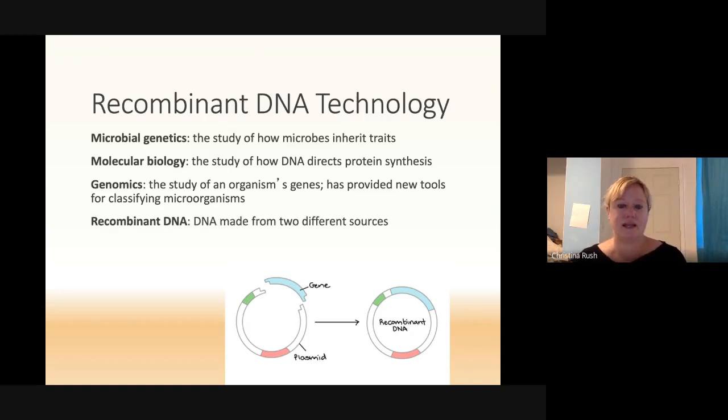Now, in recombinant DNA, we have DNA from 2 sources. So using all of this knowledge, the microbial genetics, how microbes are able to inherit traits, how they switch genes around, the biology of how that DNA then makes a protein, and the genomics, knowing the genome of a microbe, we can start doing these recombinant biotechnological experiments. And we know the full genome of most microbes that we use in the lab. They've been fully sequenced. And if we don't know one, we go and we sequence it.